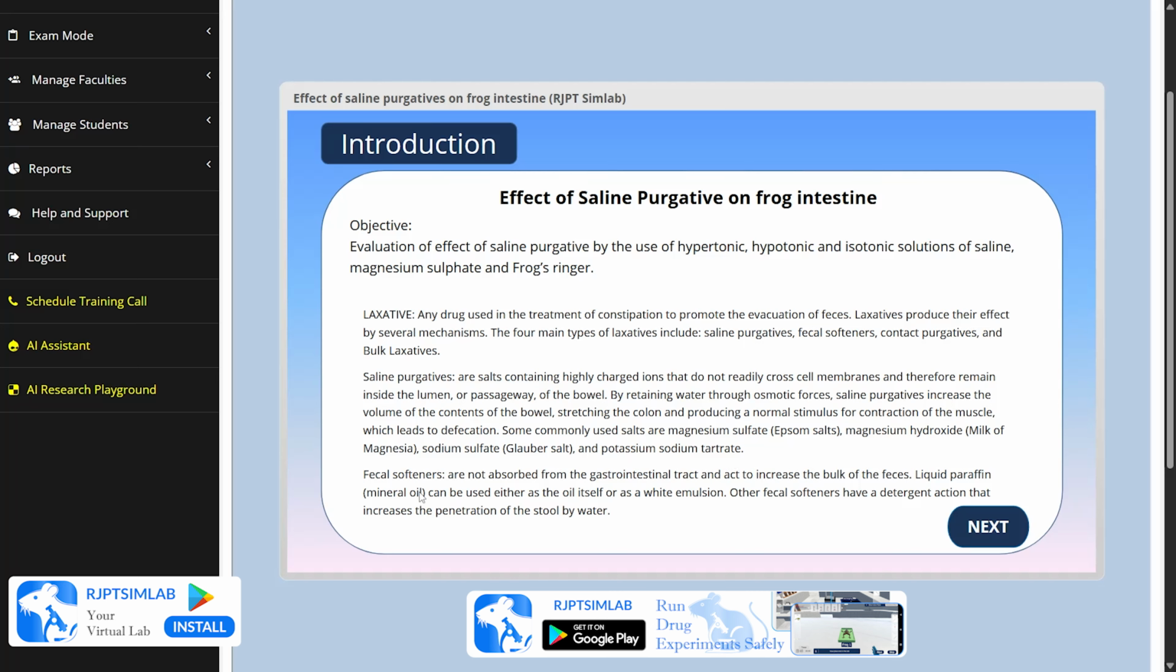So now let us know what are fecal softeners. Fecal softeners are not absorbed from the gastrointestinal tract and act to increase the bulk of the feces. Liquid paraffin can be used either as the oil itself or as a white emulsion. Other fecal softeners have a detergent action that increases the penetration of the stool by water. So we understand from the word fecal softeners, which means it softens the waste materials.